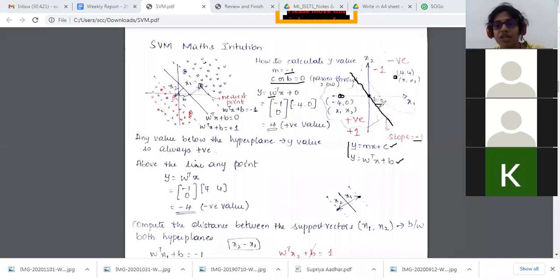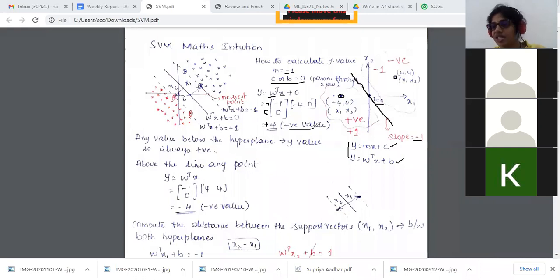-4 and 0 is my data point. So w transpose is -1 and 0, the m and c values, and the x value, since I'm taking the first point, is -4 and 0. When I do the multiplication, minus and minus gives +4. So I have a +4, which means it's a positive value.